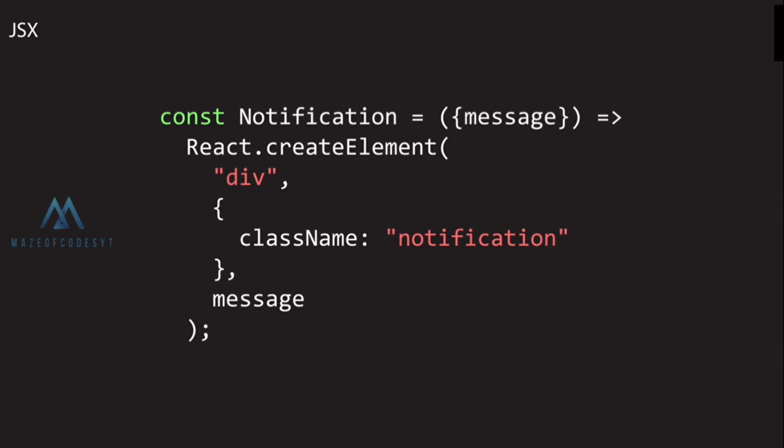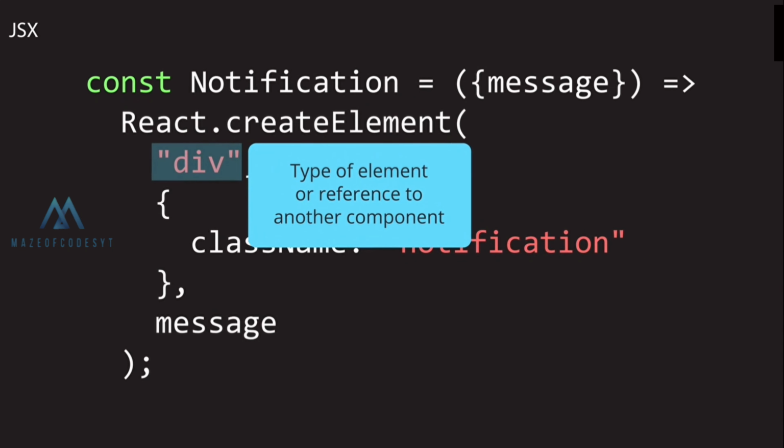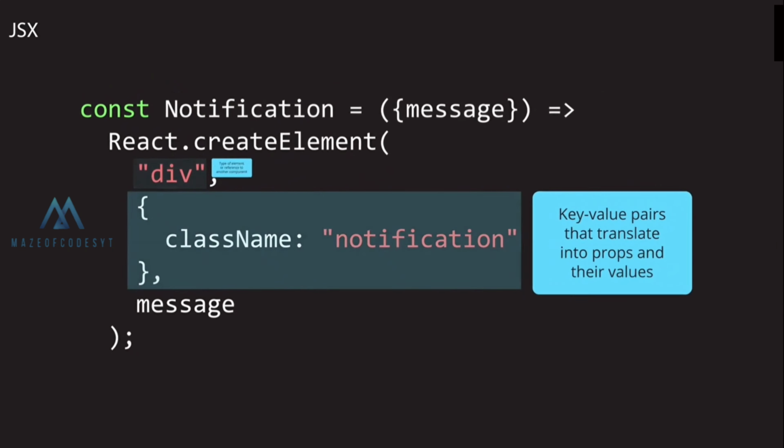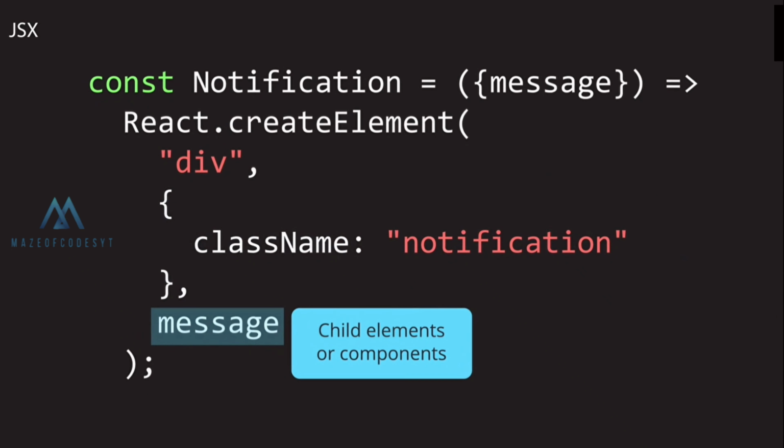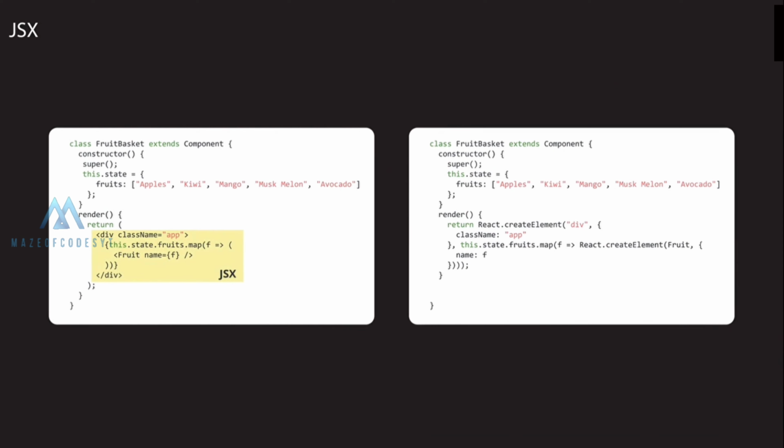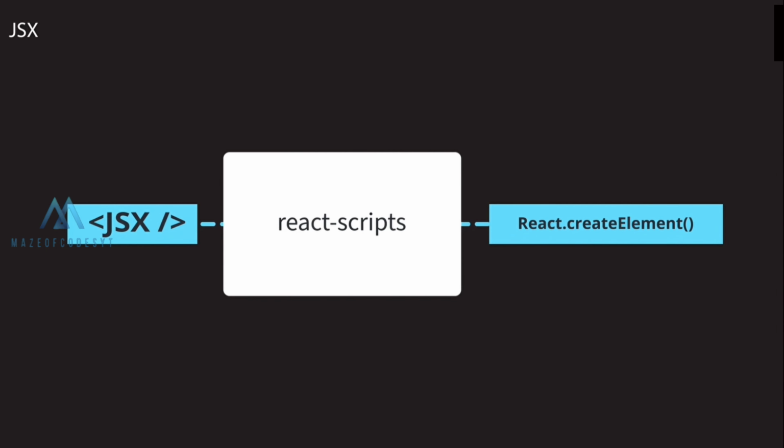The createElement function takes in 3 arguments. The first is the type of element or the reference to a component. The second argument is an object where key value pairs translate to props and their values. The final argument is for child components or content that needs to go between the opening and closing tags of an element or a component. The JSX on the left is thus compiled into the code that you see on the right. This transformation is made possible by the React scripts package, which internally uses Babel and Webpack.